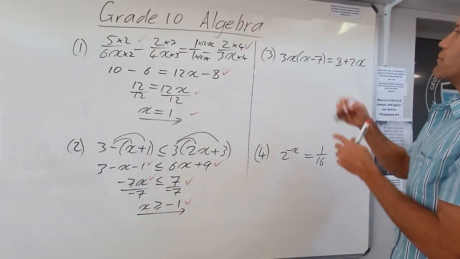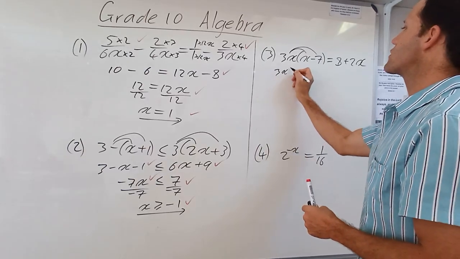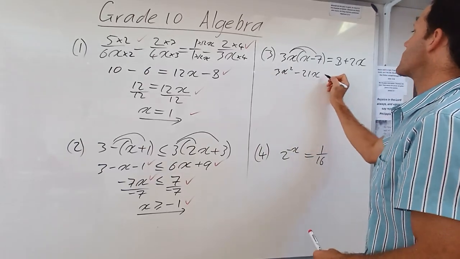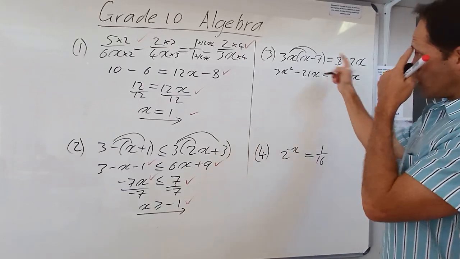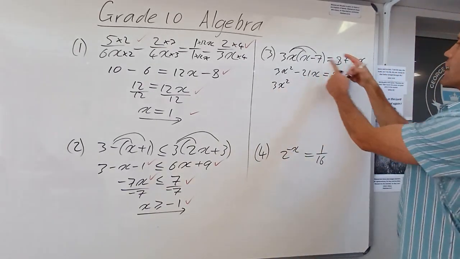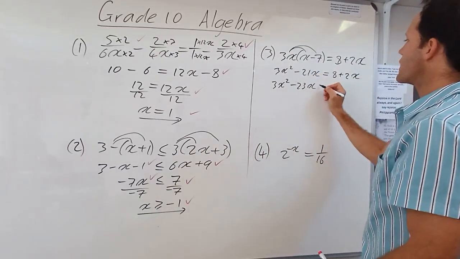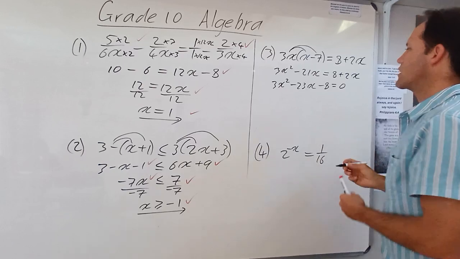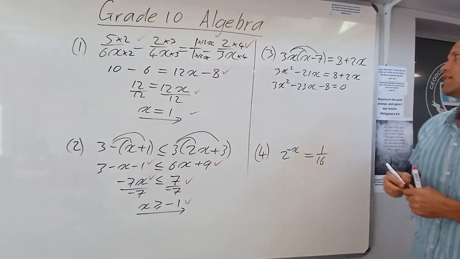Then for this one, we multiply the 3x in, so we get 3x squared minus 21x equal to 8 plus 2x. Okay, so when you take it over, you get 3x squared minus 21, and minus 2 is minus 23x. Take the 8 over, minus 8 equal to 0. Okay, in standard form.